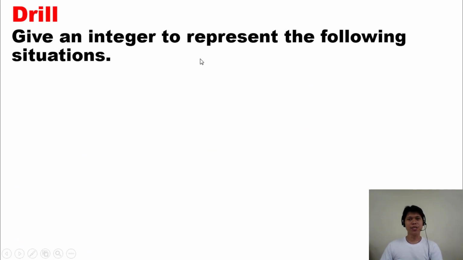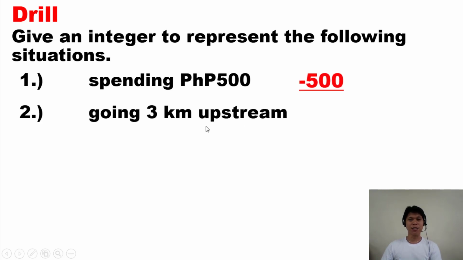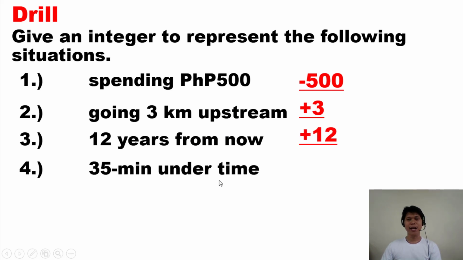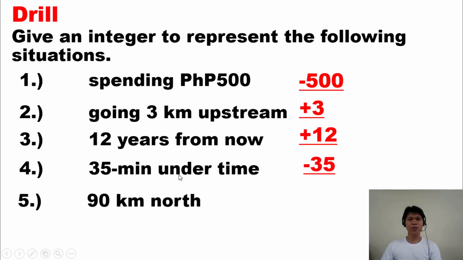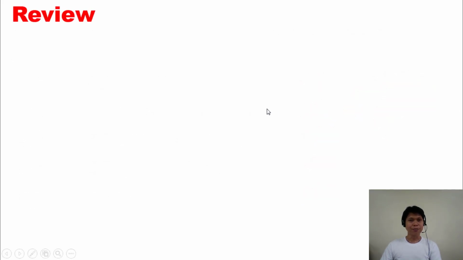Let's start with a drill. Give an integer to represent the following situations. Number 1, spending 500 pesos. It is negative 500. Number 2, going 3 kilometers upstream. Positive 3, since it is upstream. Number 3, 12 years from now. Positive 12. Number 4, 35 minutes under time. Negative 35. And 90 kilometers north. It is positive 90. Did you get all correct answers? Great job. Let's proceed with our review.